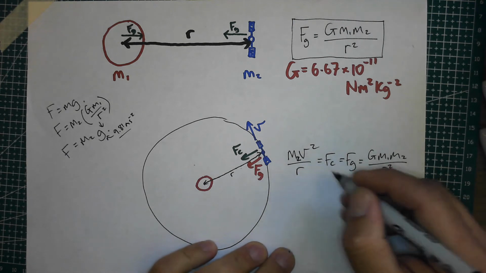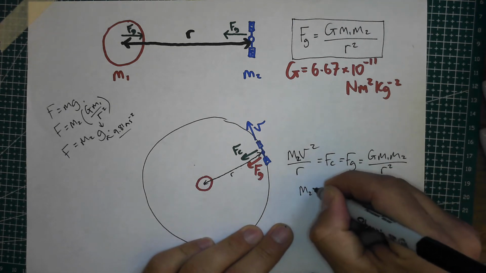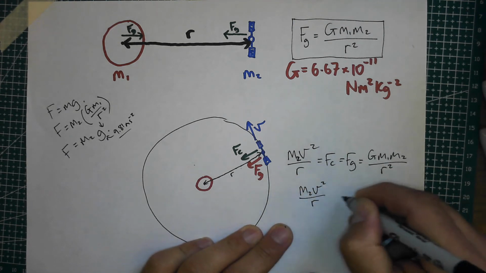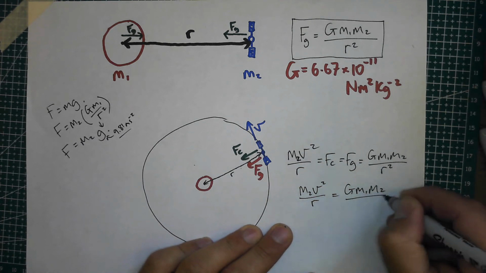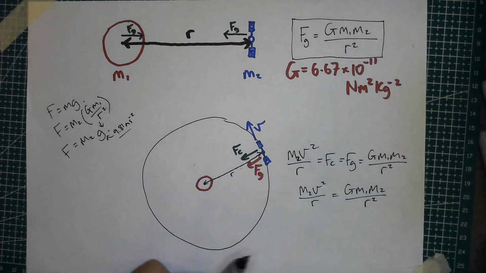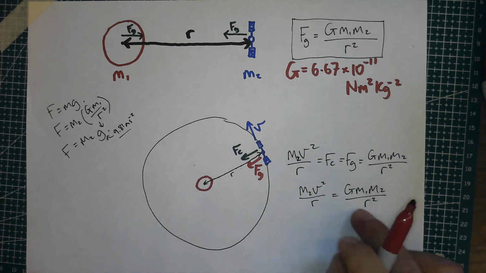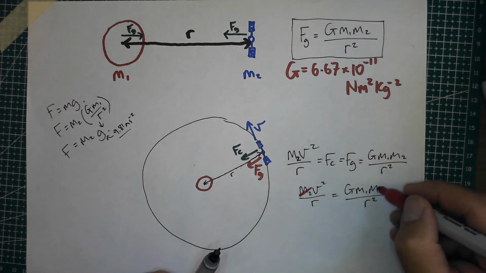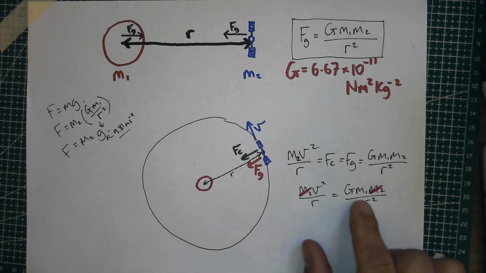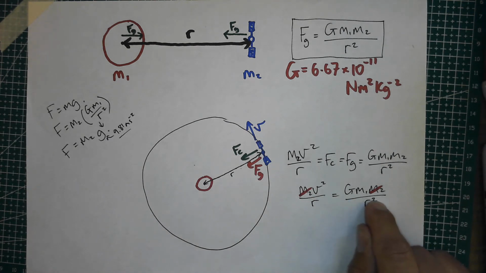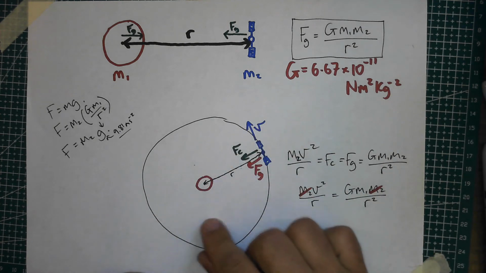I might rewrite that down here. m2 v squared over r equals G m1 m2 over r squared. So you can see here we can simplify this equation a little bit. We can get rid of these masses. Now we can really only do this if mass 1 is much bigger than mass 2, which is the case in this scenario.